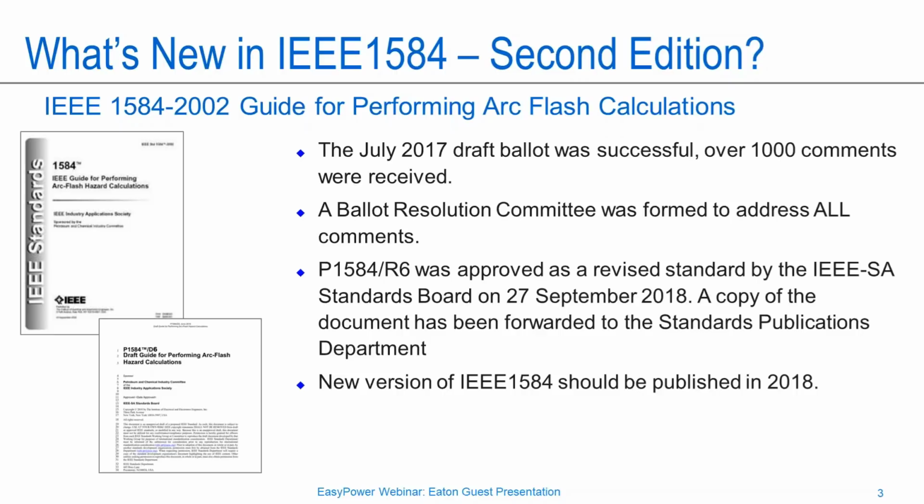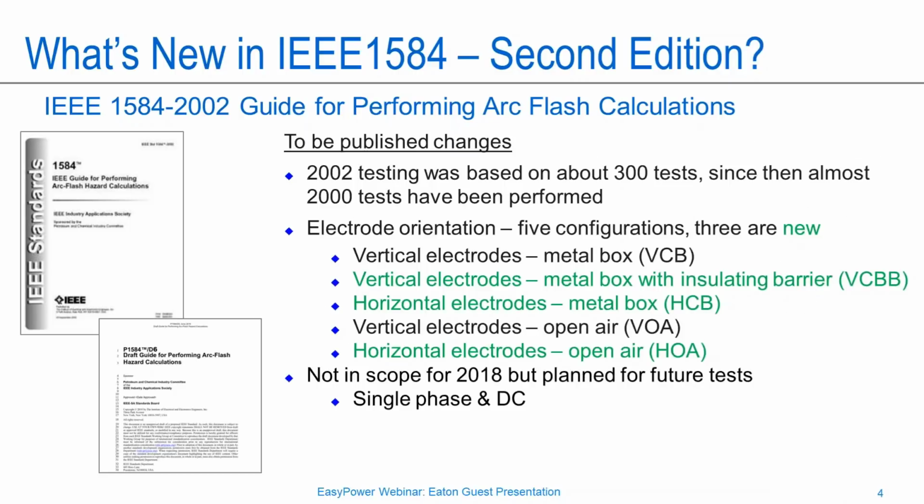That resulted in a Rev 6 of the working document, which has been sent along to the standards board and was approved by the standards board on 27 September. And so now it's really in the cleanup stage. I'm expecting December, maybe January, but we're expecting this year that the 1584 second edition will be published.